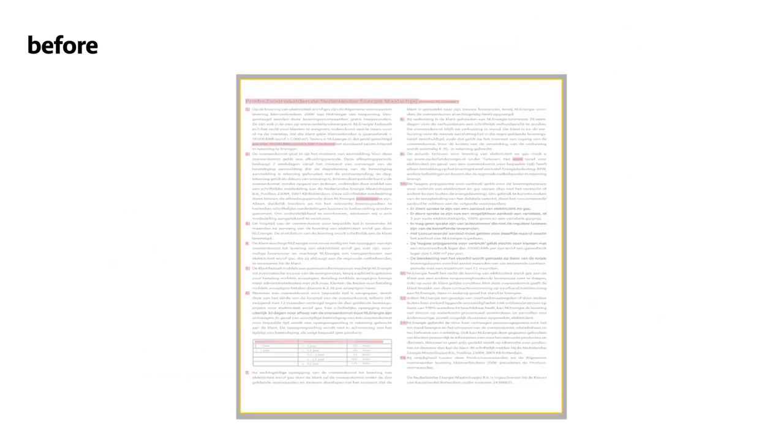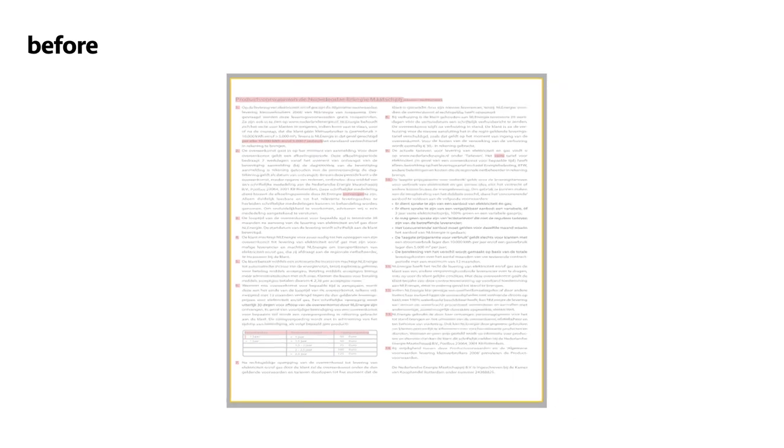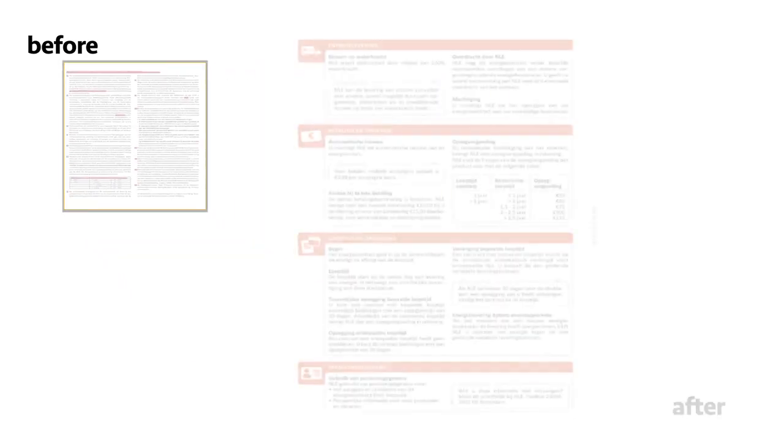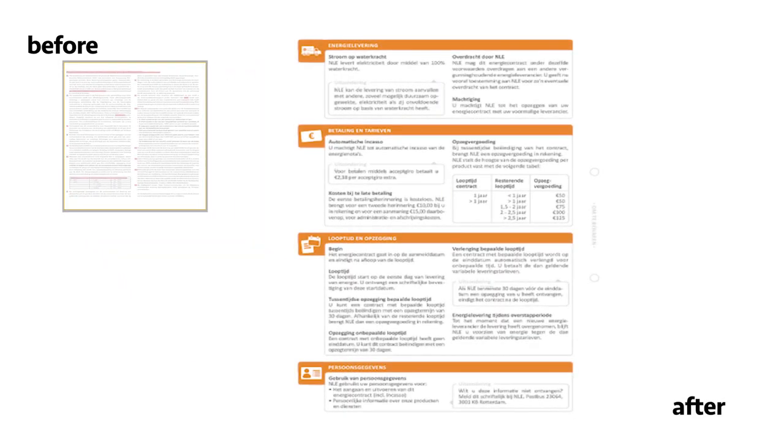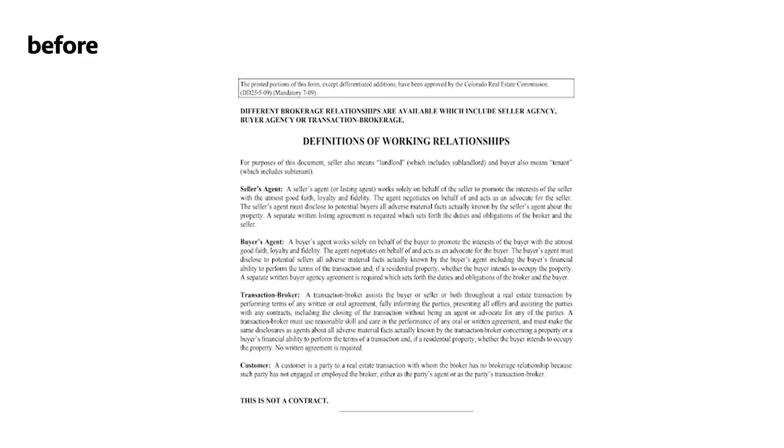Here you see a visual consumer contract for a Dutch energy company, the terms and conditions sheet. After the makeover, the topics are grouped in 4 clusters, supported with icons for quick reference, and the document is translated in plain language. This is a mandatory disclosure that real estate agents in Colorado need to give to their clients before starting to work with them.